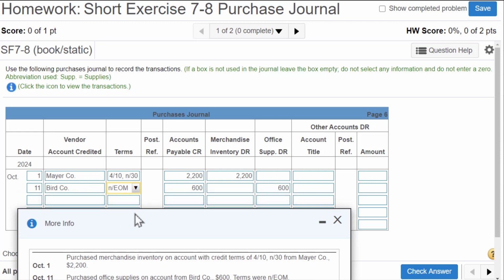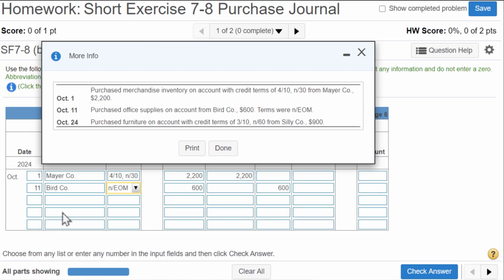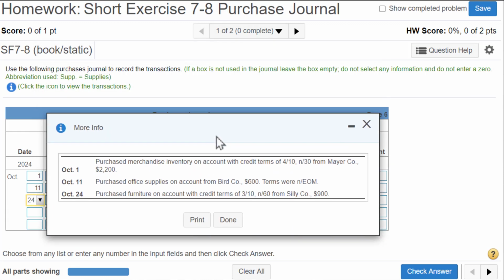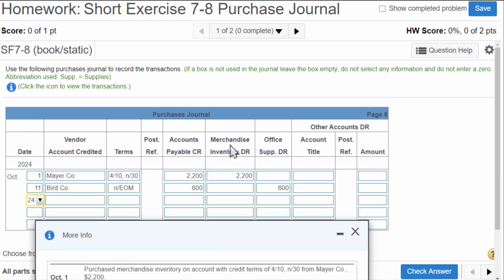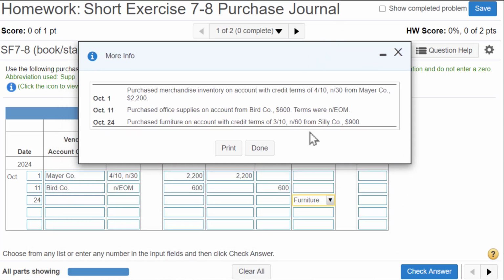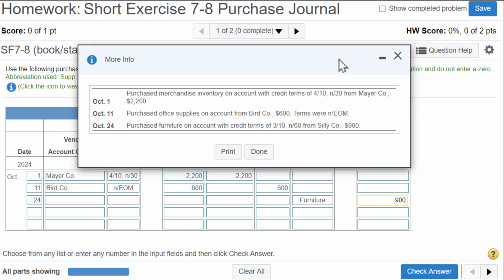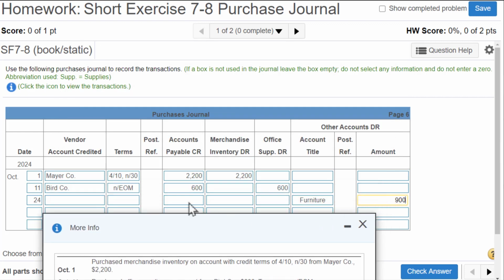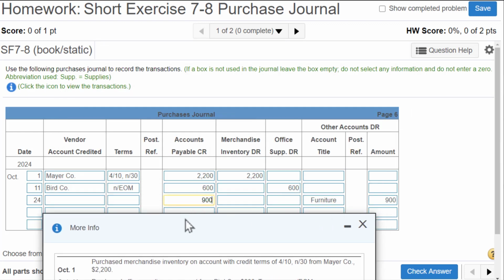And then our last transaction, we got October 24th, purchase furniture on account. Now, let me get this thing out of the way. Notice there is no dedicated furniture account or column, so we must not buy furniture on account often, so we have to put it over here. Furniture, and the amount, $900. Going to place that in the amount column and of course the AP column.